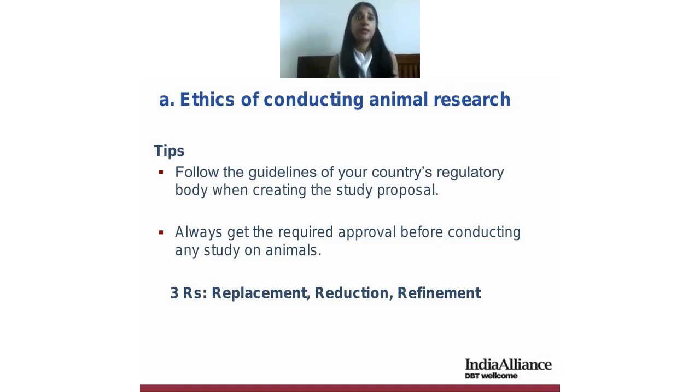Another aspect of replacement would be, can you replace a larger mammal with a smaller one, or something that is lower on the phylogenetic scale, lower sentient beings like insects or zebrafish or worms, etc. Reduction would be a reduction in the number of animals while still being statistically significant. Refinement would be refining your techniques in such a way that suffering is minimized.